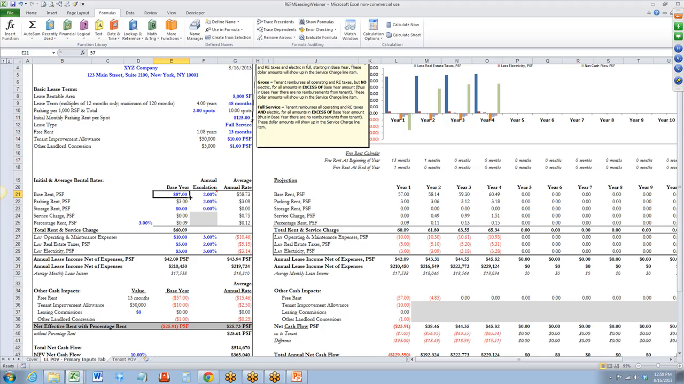Our economics as a landlord don't change given the lease type. We have certain costs which we're going to be bearing. And if they're going to be reimbursed, then the rent can be lower and that reimbursement amount is received in the form of a service charge. If they're not going to be reimbursed, then we will simply bake those costs into the asking rent, and then we will pay those expenses directly to the various service providers.